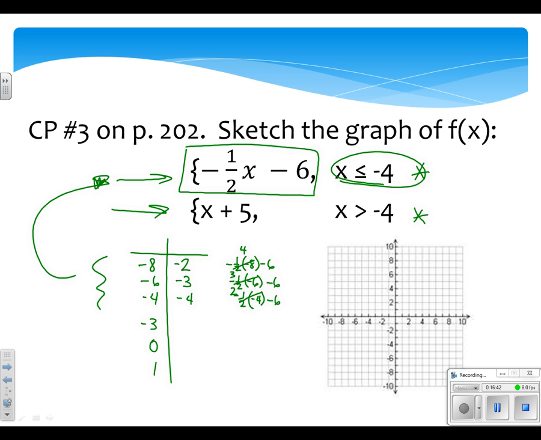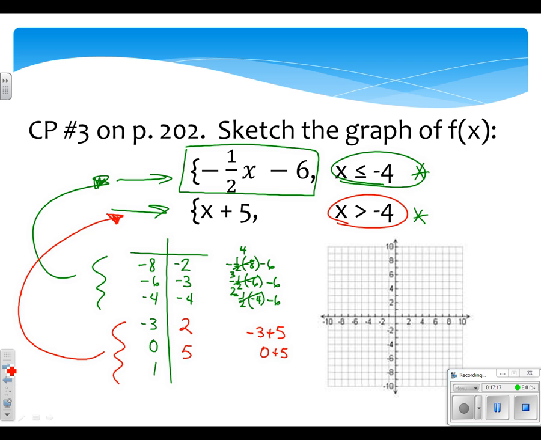Now at -3, we are no longer in that domain. We are no longer less than or equal to -4. We are greater than -4. So now these inputs fit this piece. We're going to use the function x plus 5 now because these values are greater than -4. So plugging in -3, I'm going to have -3 plus 5, which is 2. Plugging in a 0, I have 0 plus 5, which is 5. And plugging in a 1, 1 plus 5 is 6. So let's go over and start graphing our points.